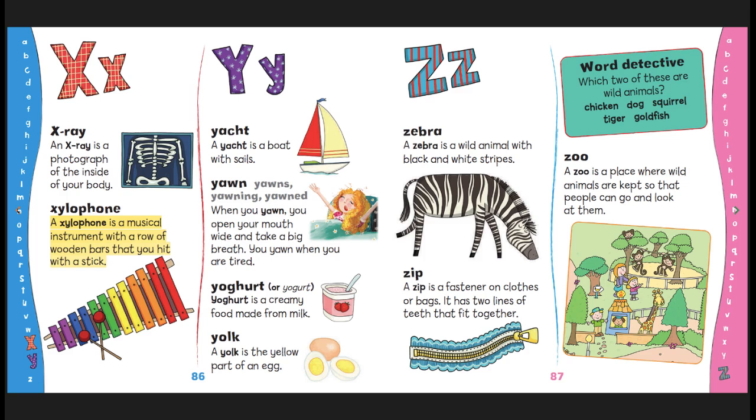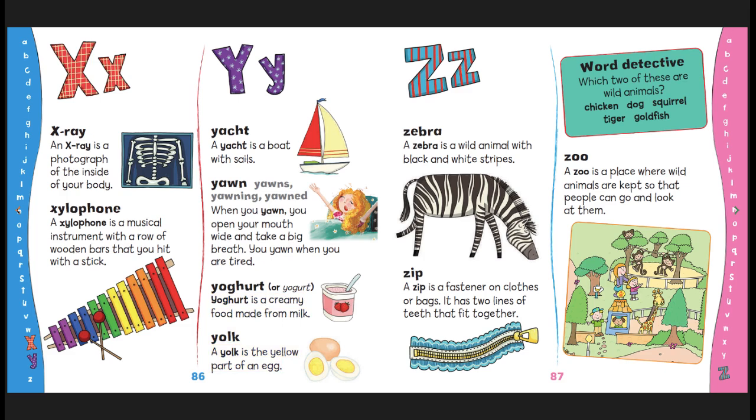Y. Yacht. A yacht is a boat with sails. Yawn. Yawns, yawning, yawned. When you yawn, you open your mouth wide and take a big breath. You yawn when you are tired. Yogurt. Yogurt is a creamy food made from milk. Yolk. A yolk is the yellow part of an egg.